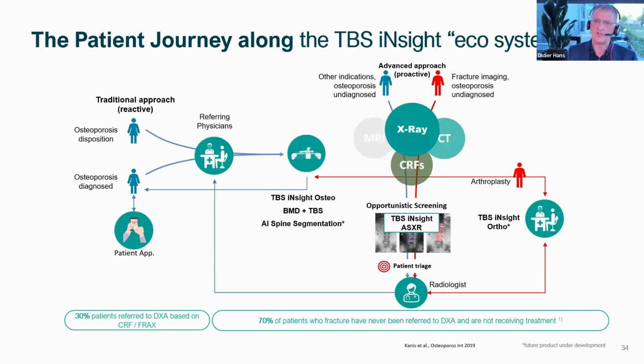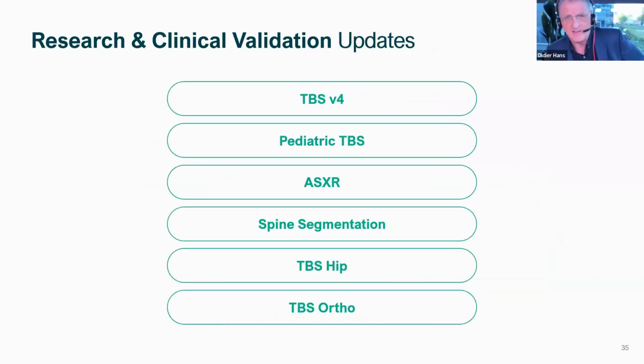Now, the third pillar, I would say: if you have a fracture and then you have to go to orthopedics or a fracture liaison service, then we also have our product, TBS Insight, what we call TBS Insight Ortho, and I will dig into that. So next slide. In the next slide, I will cover briefly the different aspects of what I just mentioned from the patient journey. Next slide.